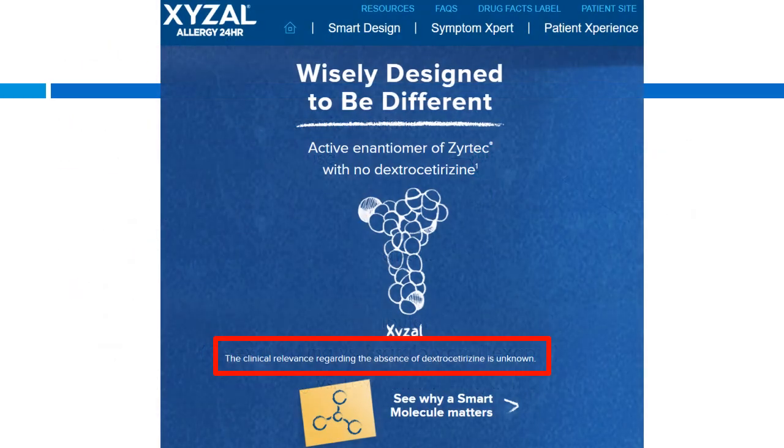Okay, just to give you an example, I don't have completely unfounded claims. I found this on the website. I was looking this up, and it says, oh look, wisely designed to be different. Right, they get a brand new patent out of this. The active enantiomer of Zyrtec with no dextrocetirizine. Right, so we said it is levocetirizine. Now we have the no dextro. Right, we got rid of that dextro. That stuff was no good. The clinical relevance regarding the absence of dextrocetirizine is unknown. There's no clinical evidence to show that that drug is any better or worse than using the racemic mixture. But they get a new patent, they get a heck of a lot more money out of it.